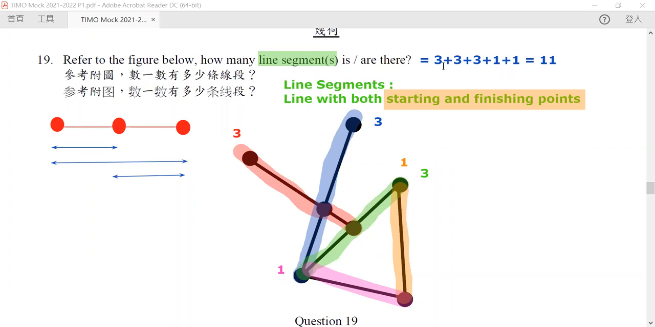Okay. So let's go to our question 20. Question 20.